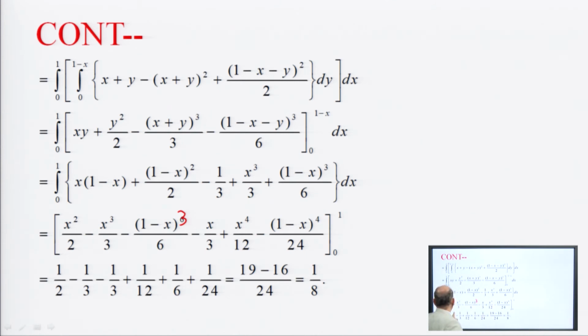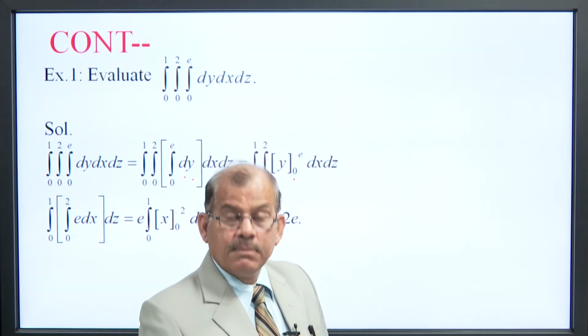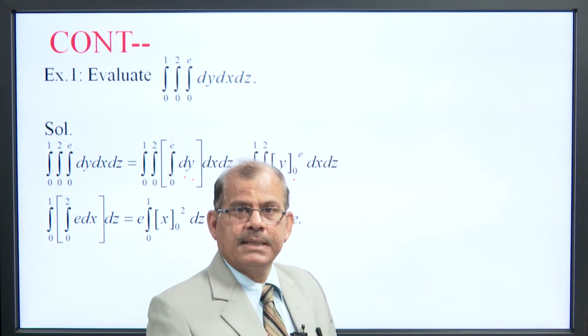1 by 2 minus 1 by 3 minus 1 by 3 minus 1 by 2 minus 1 by 3 minus 1 by 3, 1 by 12, 1 by 6, 1 by 24. Calculating this, we will get 1 by 8 is the solution. Example 1, we want to again repeat.